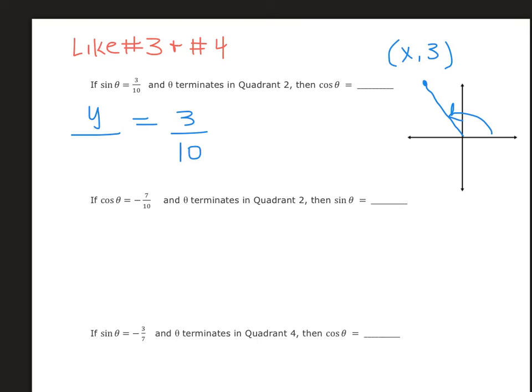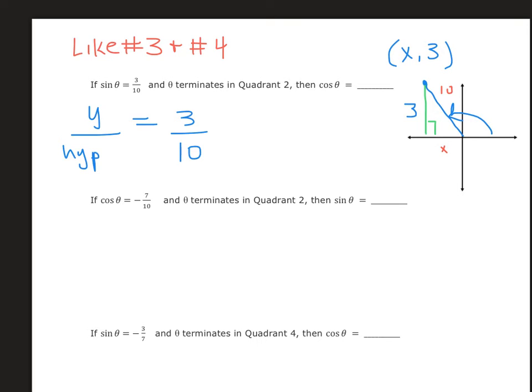If we drop down a side here, we get our right triangle. Labeling the pieces that we know, the 3 goes on this height. That's the y value, the difference from the x-axis. And the 10 is the hypotenuse, so we can label that side as 10. What we don't know, what we want to solve for, is this x.